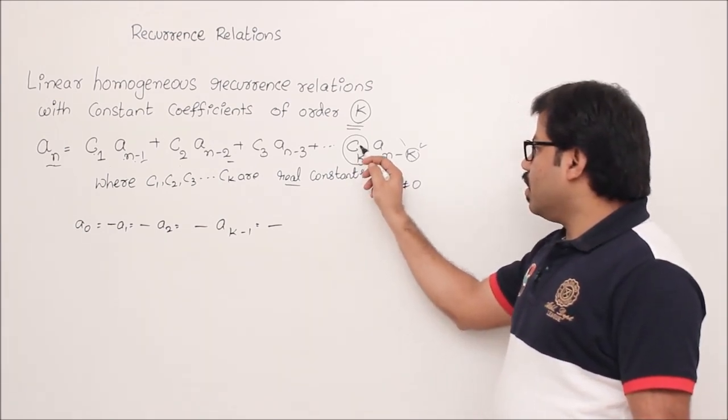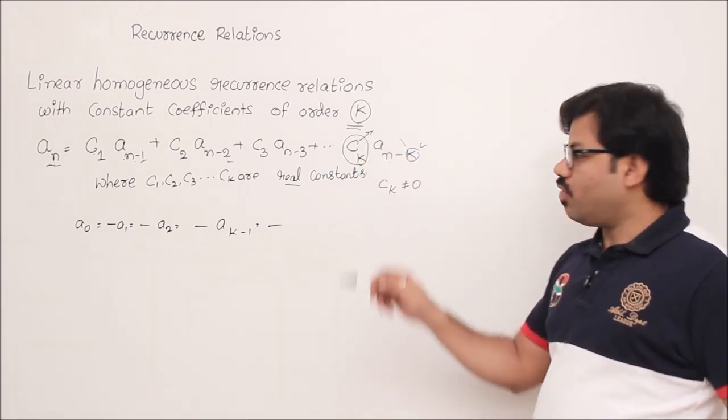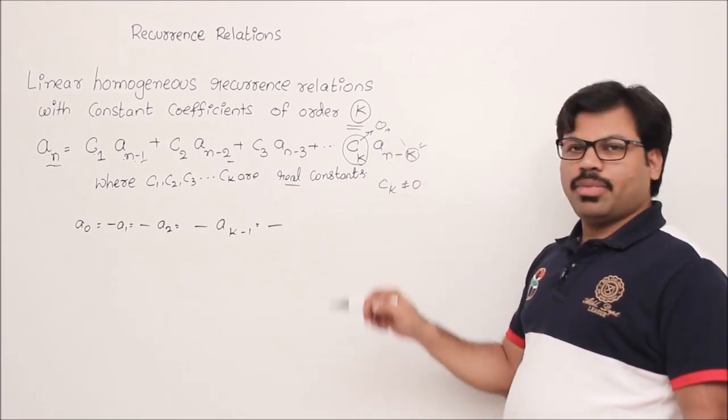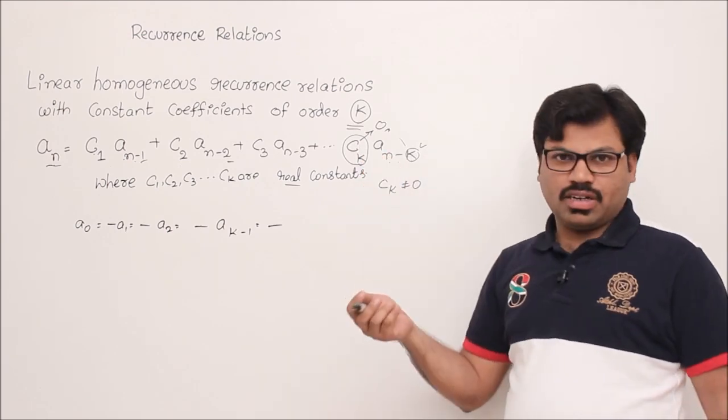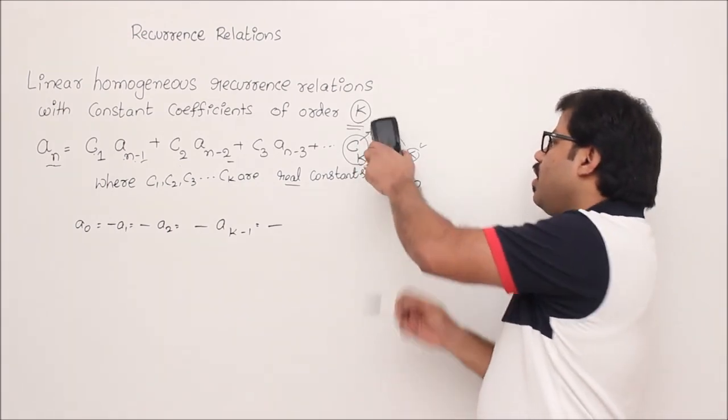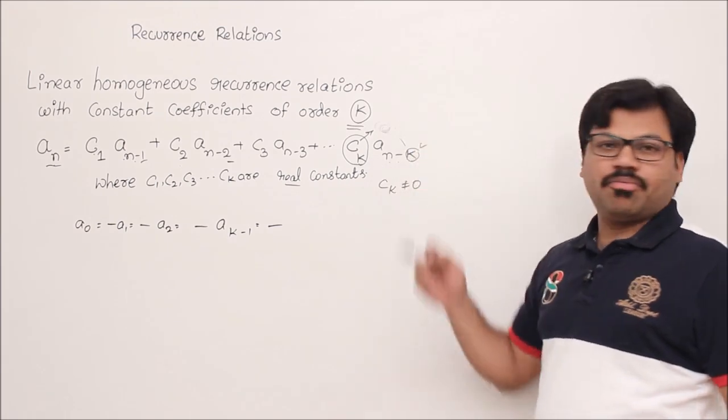One more thing, ck should be non-zero. Why? If ck is 0, what happens? 0 multiplied into this term will become 0, so this term will not appear. That's why ck should definitely be non-zero. Then only it will be order k.